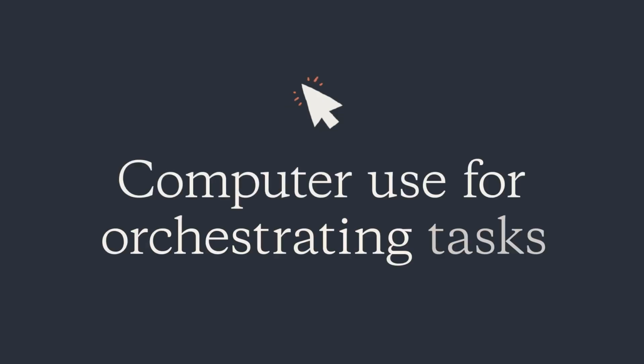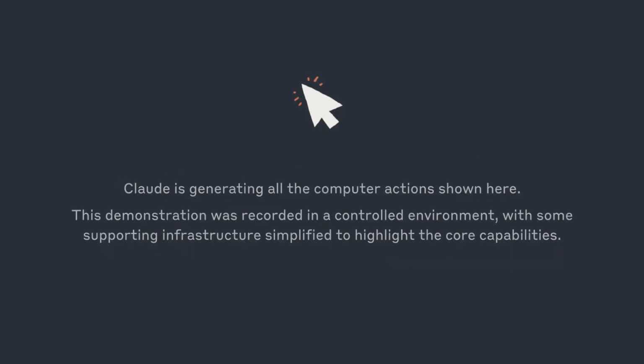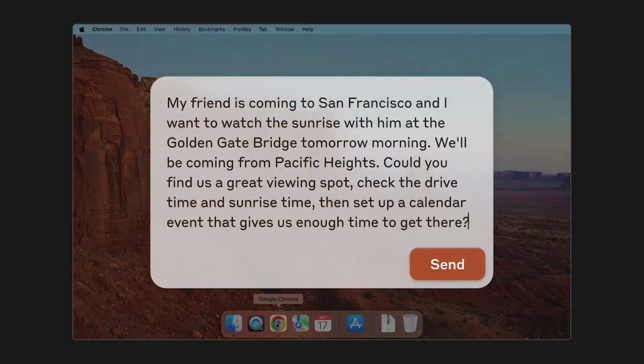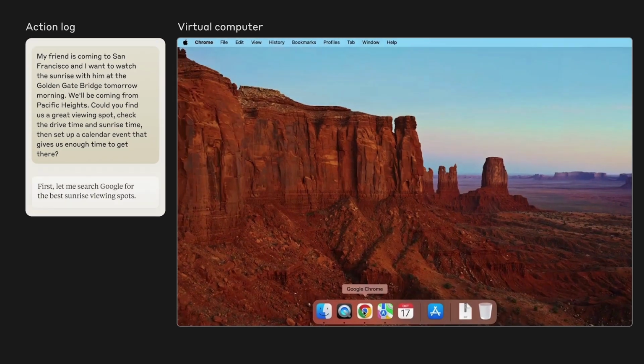I'm Pooja, and I'm a researcher at Anthropic. I'm going to show you a simple example of computer use today. My friend's coming to San Francisco next week, and I want to take him to do some touristy stuff. I think doing a sunrise hike with a view of the Golden Gate Bridge never gets old. So I'll ask Claude to figure out some logistics for us. I'll ask Claude to find a good place to see the sunrise, to help me figure out timing logistics, and help drop a calendar invite so I remember when I have to leave.